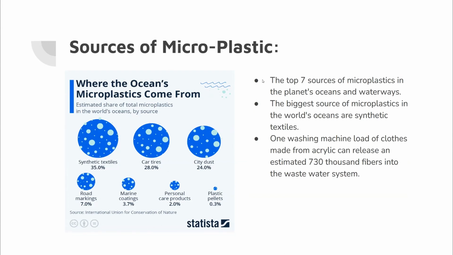Now let's talk about where the microplastics are coming from. This picture shows the top 7 sources of microplastics in the oceans. The biggest source of microplastics in the oceans is synthetic textiles. One washing machine load of clothes made from acrylic can release an estimated 730,000 fibers into the wastewater system. I know this sounds crazy, and these fibers will eventually find their way to the oceans and waterways.